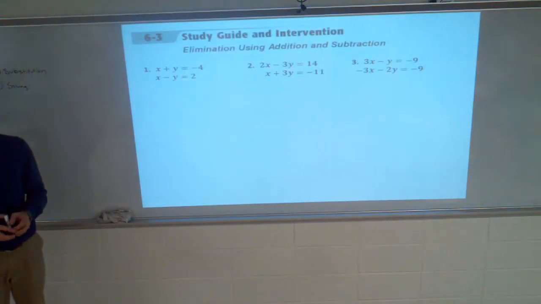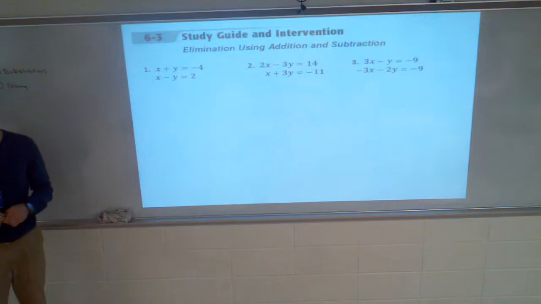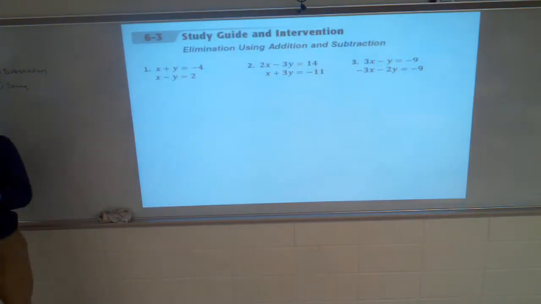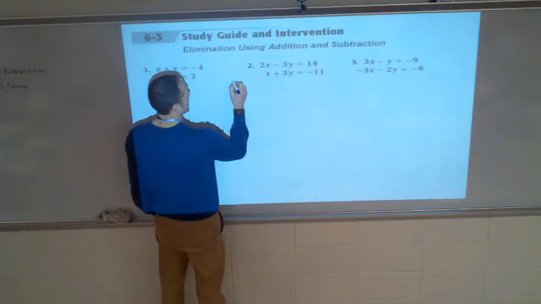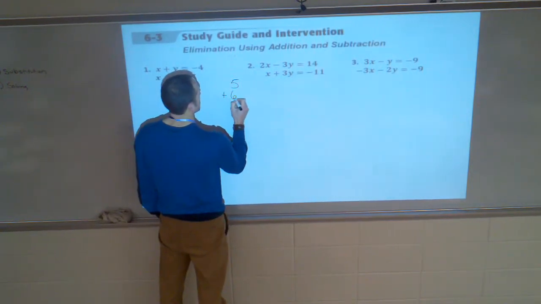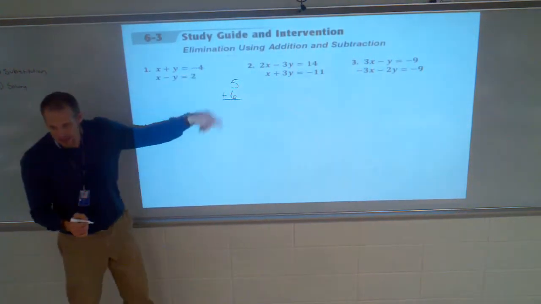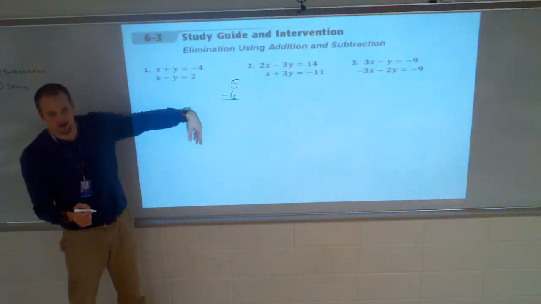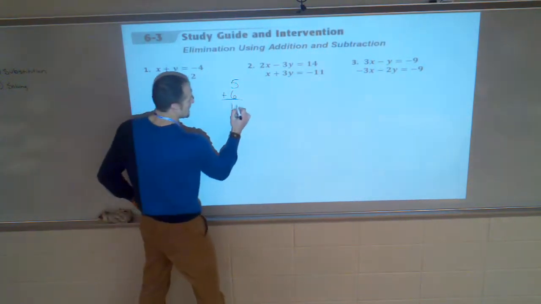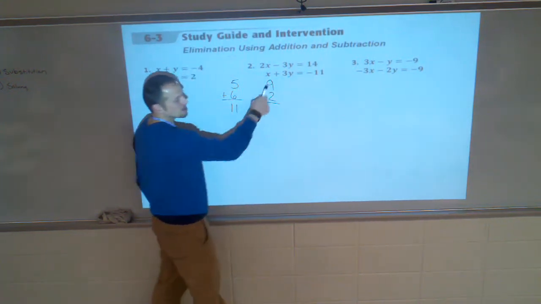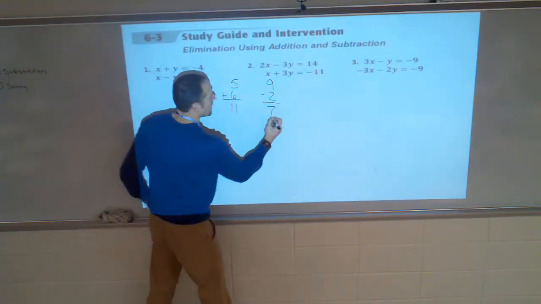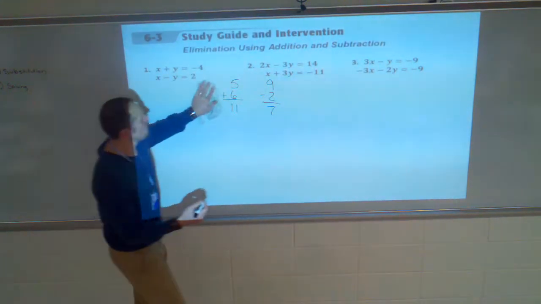You ready for some really good news? These are really easy. All right? For some reason, these just make sense. Now, think back to elementary school. Remember how you could just add or subtract straight up and down, right? 5 plus 6 is 11. If we go 9 minus 2, that's going to be 7, right? That's no problem. We can do that.